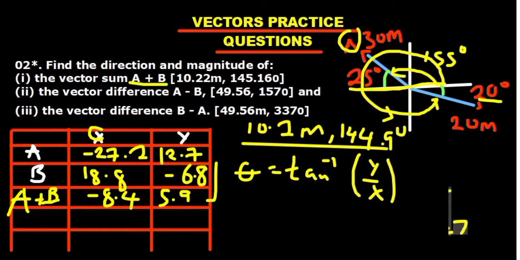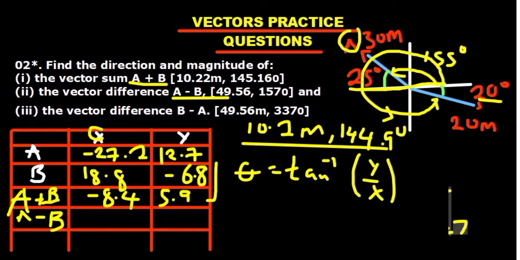It says the vector difference A minus B. So in this case, all you have to do is, let's indicate that it's A minus B. Okay. So you subtract the components as they are guided in the question. So it's A minus B. So the x component of A is negative 27.2 minus the x component of B, which is 18.8.